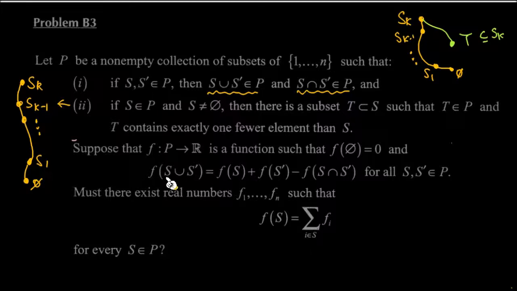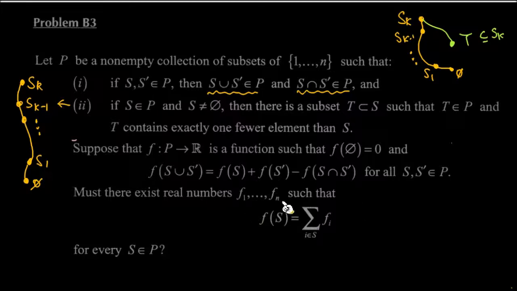So f of this union is the number of elements inside the union. Of course, it is the number of elements in S and the number of elements in S prime, minus the overlapping part that was overcounted. It's called the inclusion-exclusion principle. So that's an example of this type of function, but the problem asserts that there must exist real numbers f1 through fn such that the function value equals this sum, where i goes through that subset and we add up the assigned values.